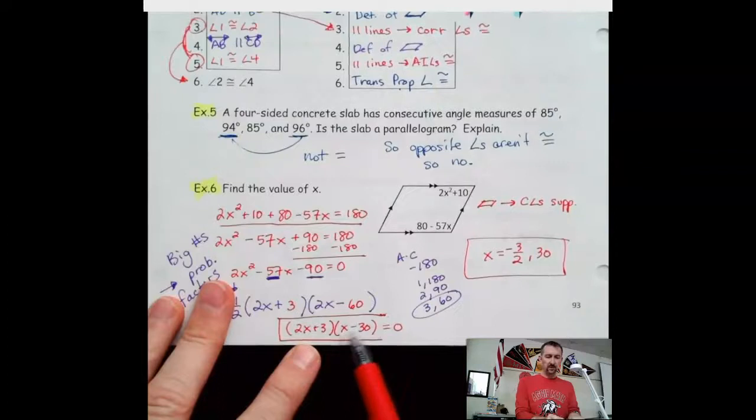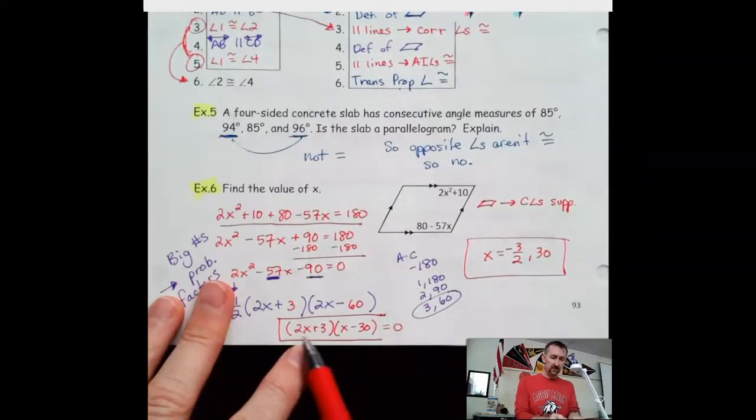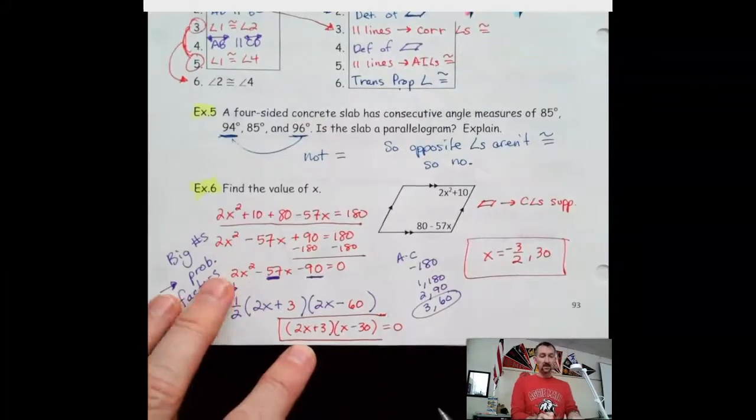So if x equals 30, then this would be 0. And here, if you don't see how to do that, set it equal to 0. 2x plus 3 equals 0. So subtract 3 and then divide by 2. So those are our numbers.